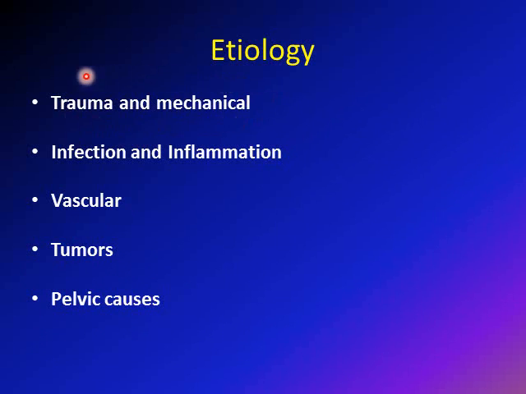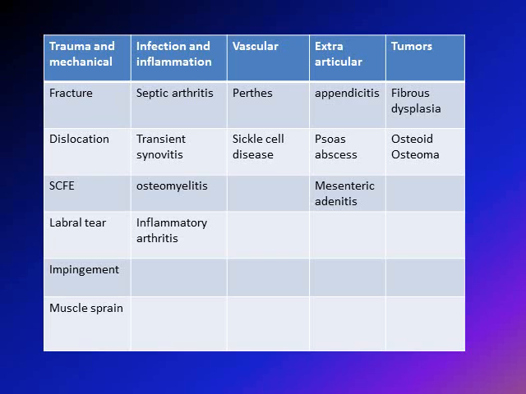Trauma and mechanical causes will have a separate lecture that we are going to present later on. This table shows the different types within each category. In the trauma and mechanical causes, there are fractures, dislocation, some cases of slipped capital femoral epiphysis, labral tear, some cases of impingement, and muscle sprain. As we said, trauma and mechanical causes will have a separate lecture that's going to be presented later.